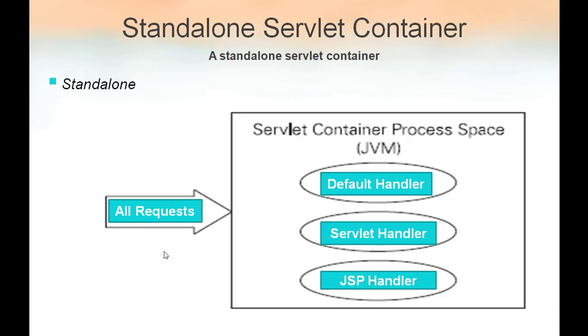Here you can see the diagram of standalone servlet container. All requests are handled by one module. This is the servlet container process space, Java virtual machine, default handler which handles the HTML request, servlet handler which handles the servlet request, and JSP handler which handles the JSP request.